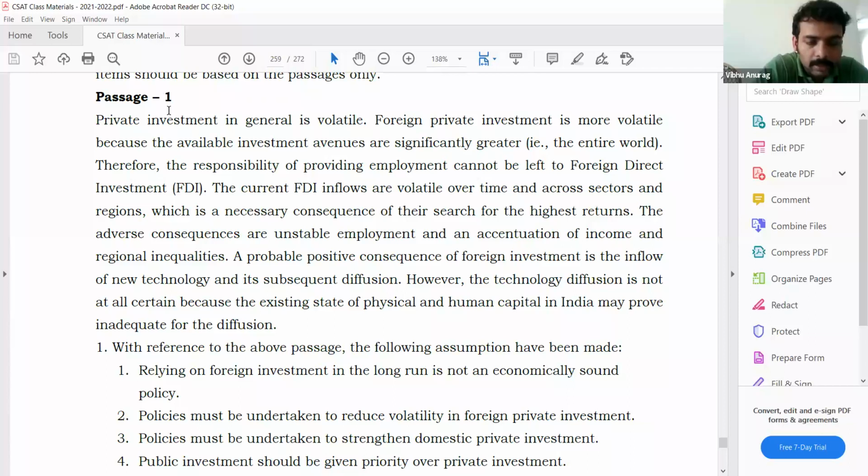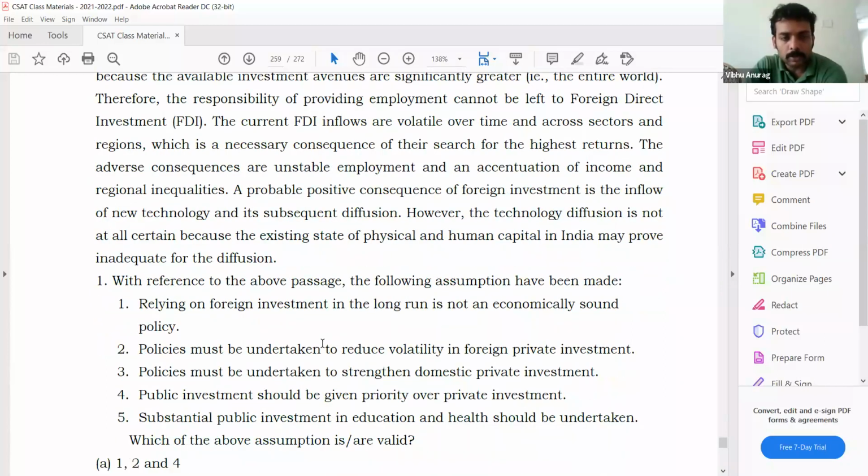Number one, relying on foreign investment in the long run is not an economically sound policy. That's correct, because he's saying that this creates unstable employment and accentuation of income and regional inequalities. So it's not an economically sound policy. So the author believes in one.